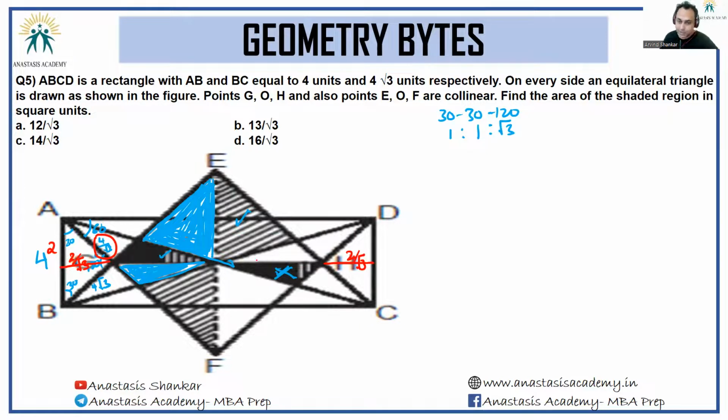This is done. So can we find out what is the length of this line here? Will it be 4 minus 4 by root 3, which is equal to, sorry, it was 4 root 3 minus 4 by root 3, which will be equal to 8 by root 3.